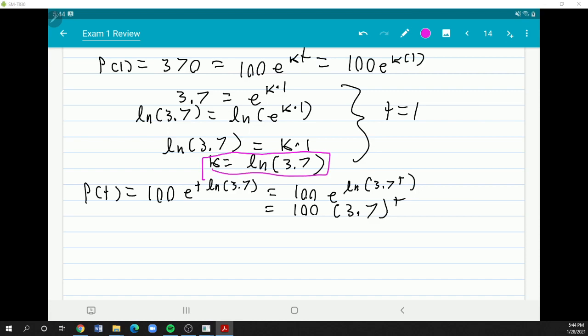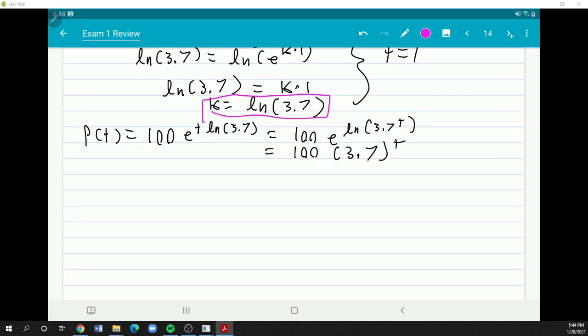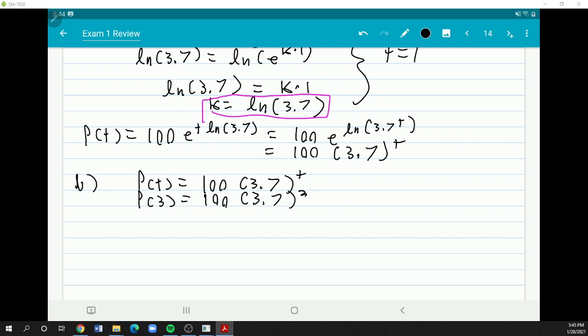What did B ask? Find the number of bacteria after 3 hours. So we have our function. P of t is 100 times 3.7 to the t. So just plug in 3: 100 times 3.7 to the 3. Now we plug in 3.7 cubed times 100 is 5065.3.